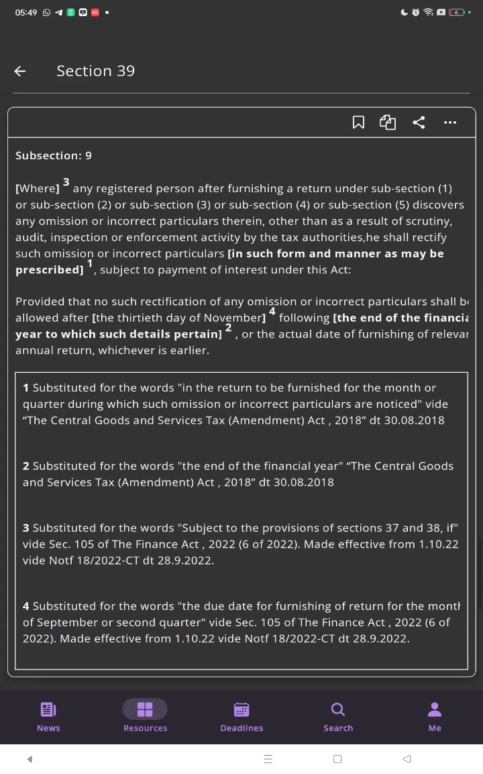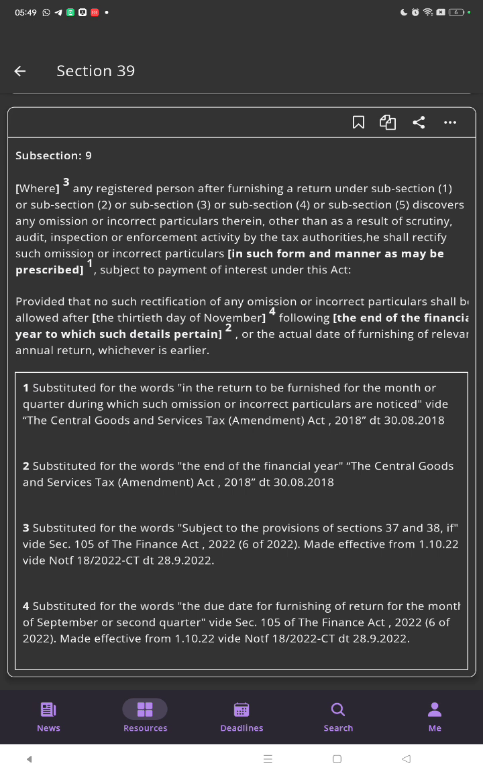Subsection 9: where any registered person, after furnishing a return under subsection 1 or subsection 2 or subsection 3 or subsection 4 or subsection 5, discovers any omission or incorrect particulars therein, other than as a result of scrutiny, audit, inspection or enforcement activity by the tax authorities, he shall rectify such omission or incorrect particulars in such form and manner as may be prescribed, subject to the payment of interest under this Act.